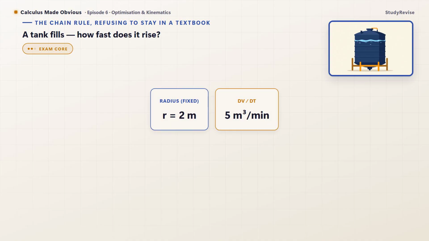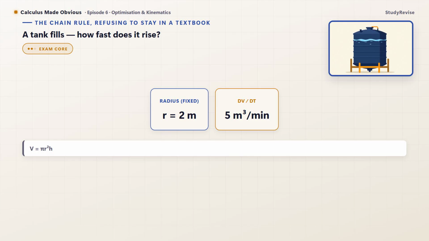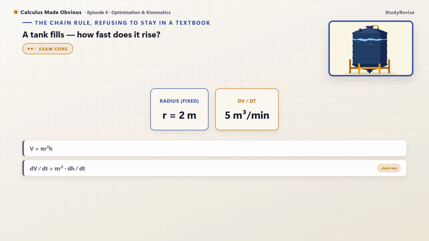Now a different flavor of problem entirely, though it leans on the exact same tool, the chain rule. Related rates connect 2 quantities that are both changing over time through some fixed relationship between them. Differentiate that relationship with respect to time, and the chain rule links the rate you know to the rate you want. A cylindrical tank of fixed radius, 2 meters, is filling at 5 cubic meters a minute. How fast is the water level rising?